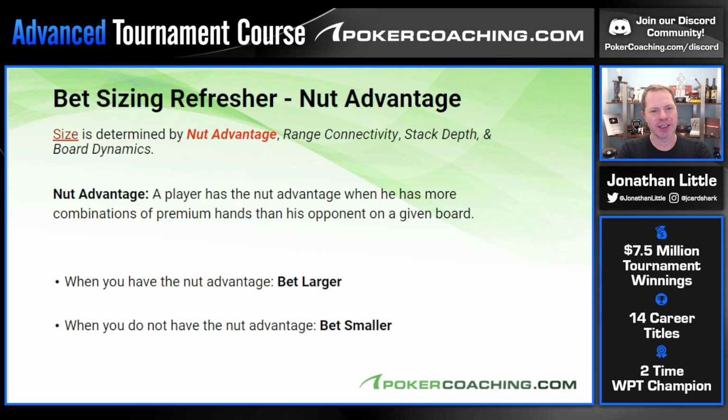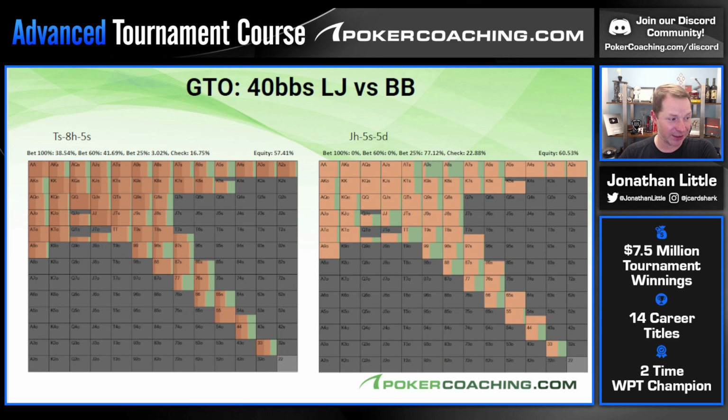First, nut advantage. The player who has the nut advantage has more combinations of nut hands in their range than their opponent. And when you have the nut advantage, you bet larger. And when you do not have the nut advantage, you usually bet smaller. Again, there will be some corner cases where this does not necessarily apply, but these are general rules that will almost always hold true.